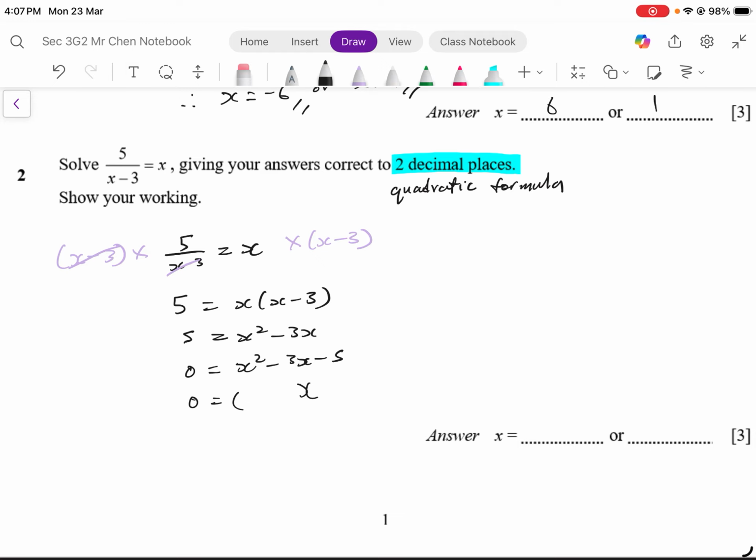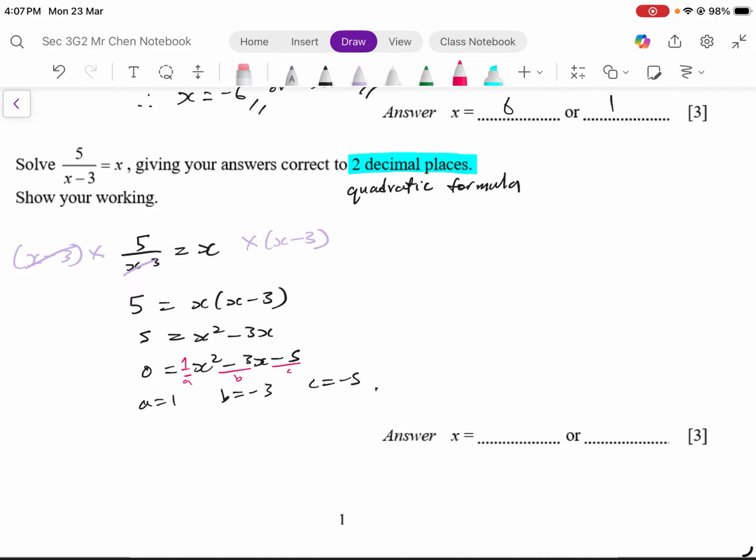Then from here, because they say quadratic, you need to identify your a is 1, b is minus 3, c is minus 5. So a, 1, minus 3 is b, minus 5 is c. Then from here, sub them into the equation. x equals minus minus 3 plus minus 3 squared minus 4 a minus 5 over 2 bracket 1.